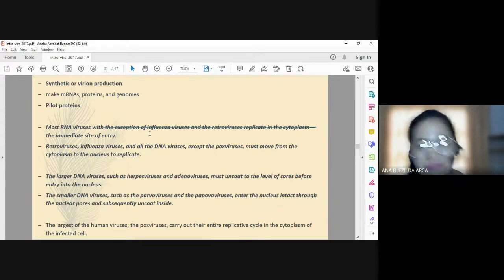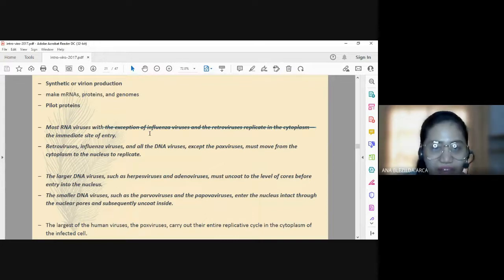Bakit sa nucleus? Kasi maliliit sila. Kasyang-kasya silang pumasok doon sa nuclear pore. That's why sa nucleus sila nagre-replicate. Yung mga malalaki, doon lang sila sa cytoplasm kasi nga hindi sila kasya sa nucleus. Ganoon lang kasimple yung explanation doon, class. So the larger DNA viruses such as the herpes, adeno, they must first uncoat sa cytoplasm before entering the nucleus. Whereas the smaller DNA viruses, diretso na yan, di ba? Such as the parvo, papova, they enter the nucleus directly as intact kasi nga they are very small, kasyang-kasya sila sa mga butas ng nucleus known as the nuclear pore.